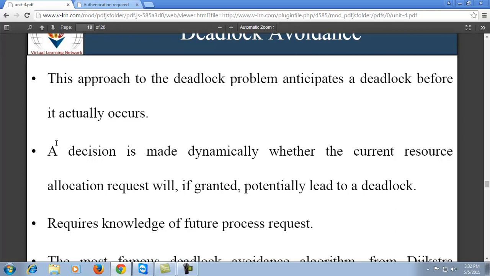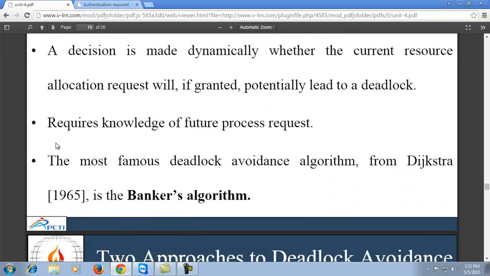If any allocation made by the process or by the operating system causes deadlock, then do not allow that kind of allocation for any process. It requires knowledge of future process requests. If we have to allocate some resource, then try to know about the future requests for other resources. The most famous deadlock avoidance algorithm, from Dijkstra, is the banker's algorithm.